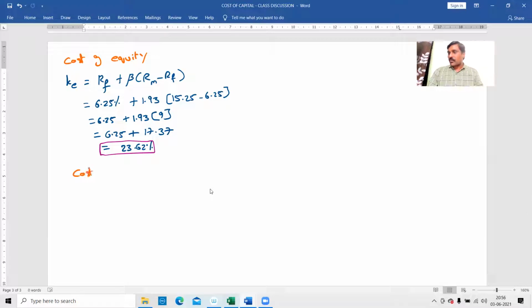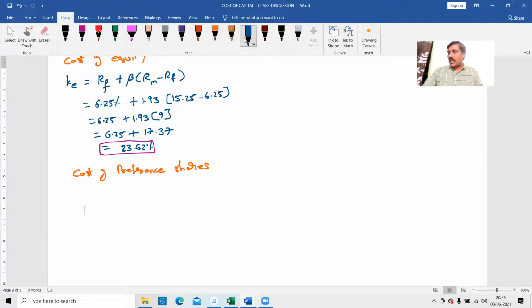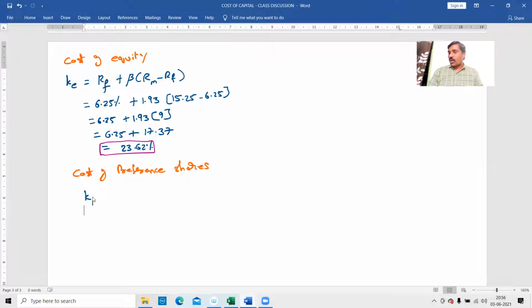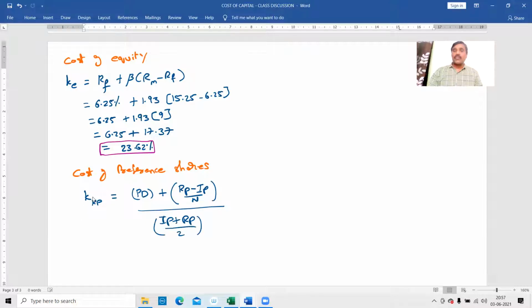Cost of preference shares. Kp is equal to Krp, the cost of redeemable preference shares. So we have a formula. What is that formula? PD, preference dividend, plus (redemption price minus issue price) divided by n, the whole divided by (issue price plus redemption price) divided by 2.